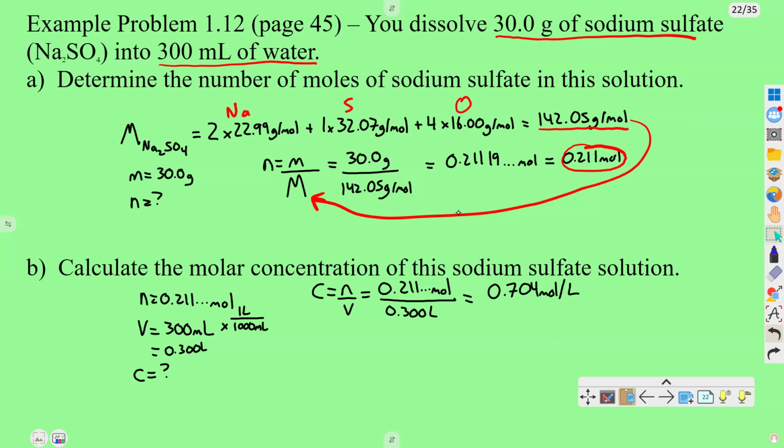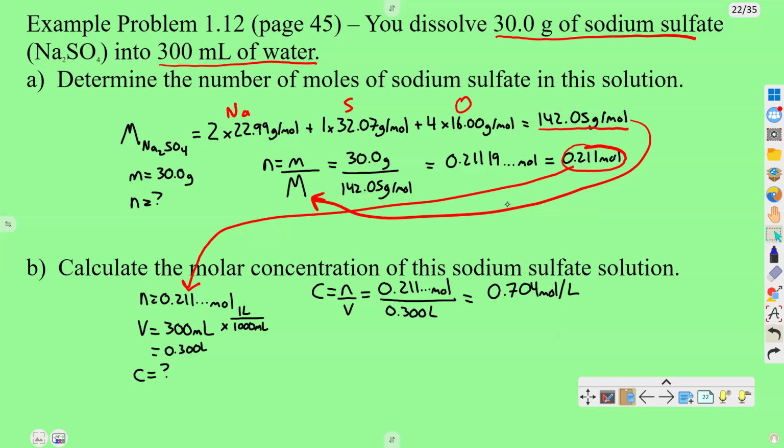Okay, now to find the molar concentration, we're going to come down here. So we're going to take this number and plug it in right here. Now we're given the milliliters of water. But again, we've got to convert that into liters. And so just really quick and easy, divide by 1,000, and you've got your volume from milliliters into liters. Concentration is number of moles divided by volume.